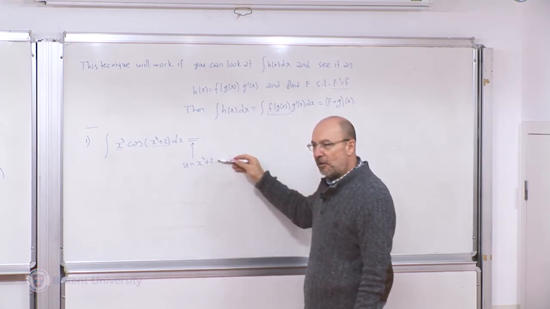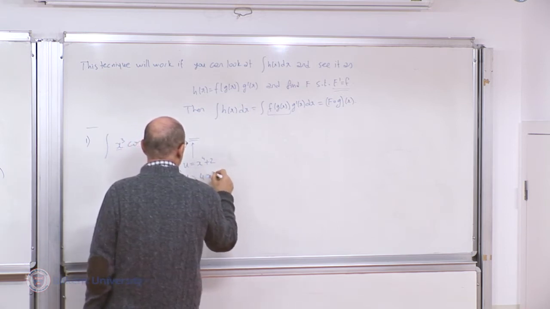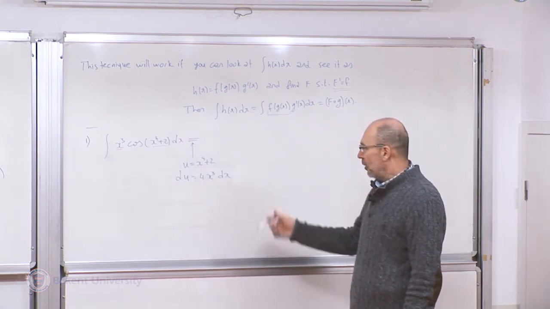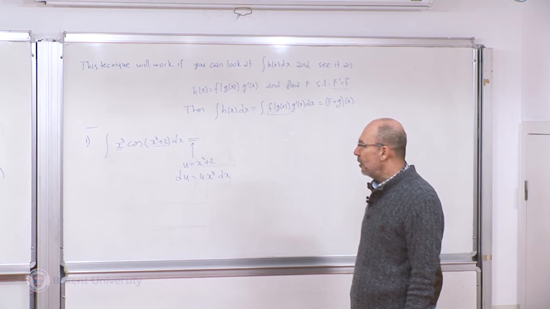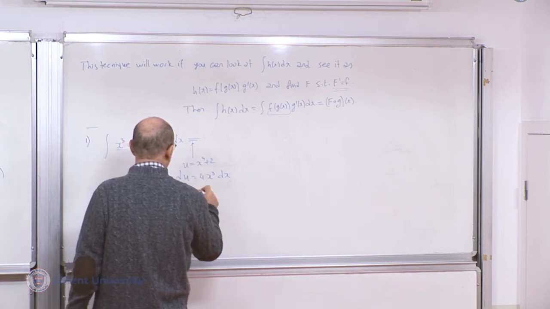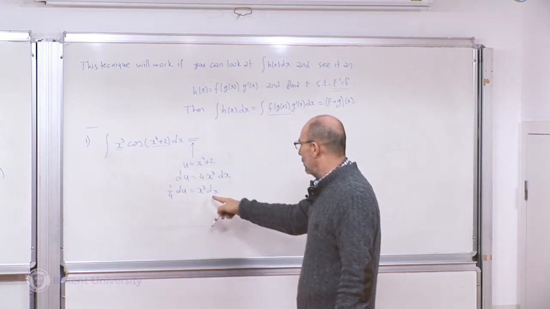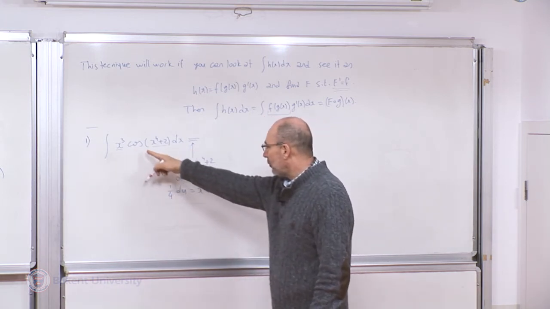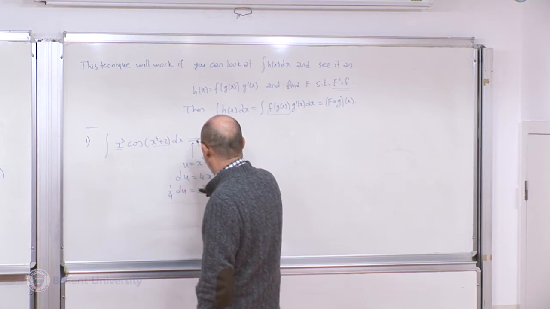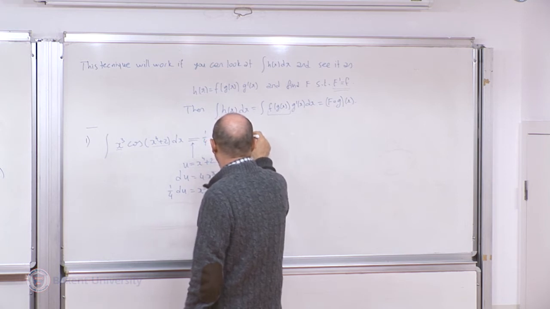So you take d of both sides. So you have du is equal to 4x cubed dx. So you don't have 4 here, but as I said, 4 is easy in integration. So if you want, you can go one more step here. You have 1 over 4 du equals x cubed dx. Now I have x cubed dx, I will replace it by this. Cosine of this will be cosine of u. So now I put this here: 1 over 4 integral cosine of u du.